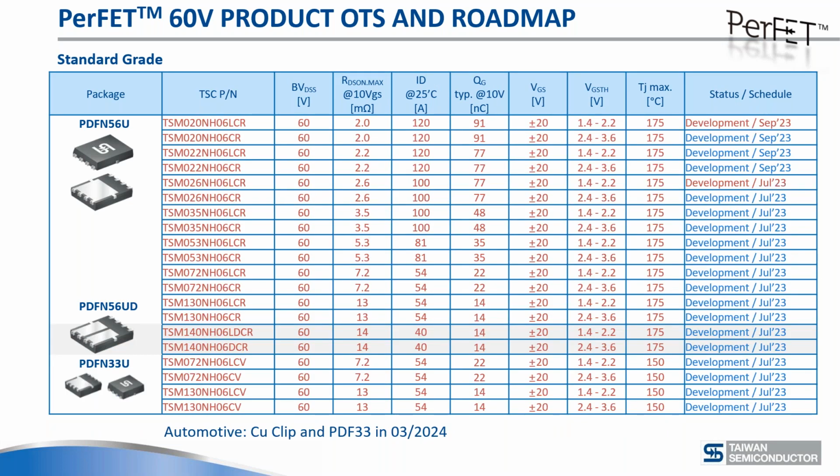60 volt, we're not going to go through our entire roadmap, but this is close enough. We're close enough to releasing our 60 volt roadmap, and starting to promote our 60 volt version in the PDFN 5x6 package. We start without the aluminum ribbon bonding, at 2.6 milliohm, going up to 13 milliohm, and we have a 14 milliohm dual version. We're also introducing the products in the PDFN 3x3 package.